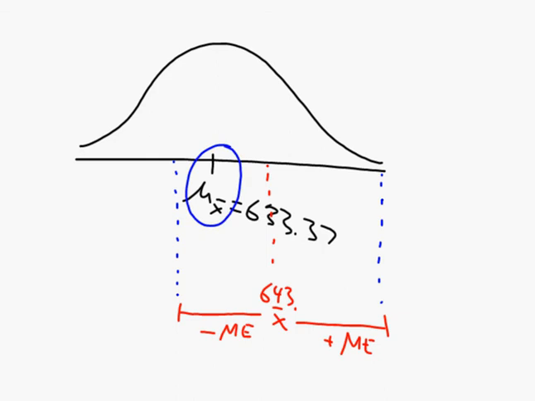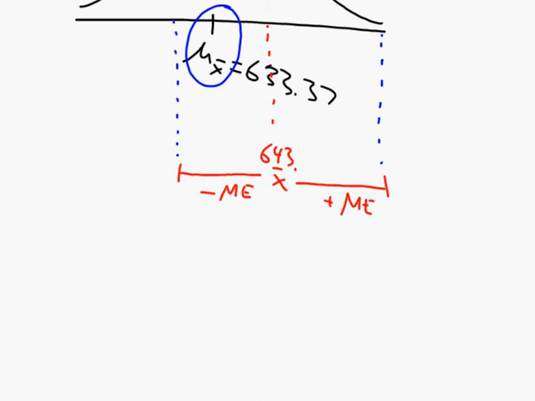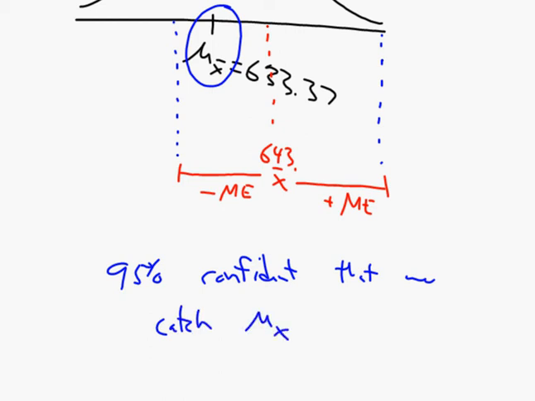Okay? So depending on how sure I want to be about catching the true mean, that determines the confidence level of our confidence interval. So let's pretend I say the following: I want to be 95% confident that we catch mu of x bar, or mu of x, which theoretically are supposed to be the same. So that's what we're asking for. We want to be that confident.